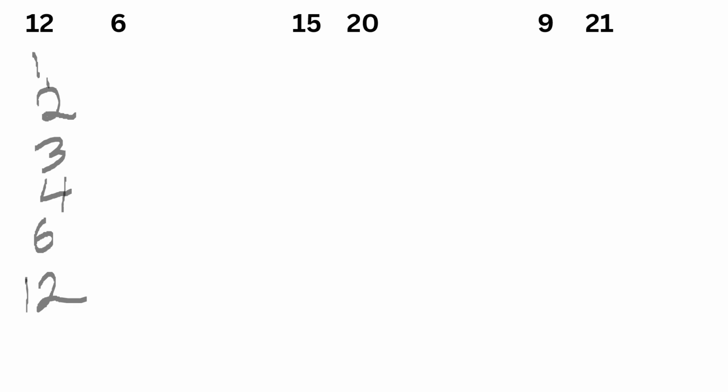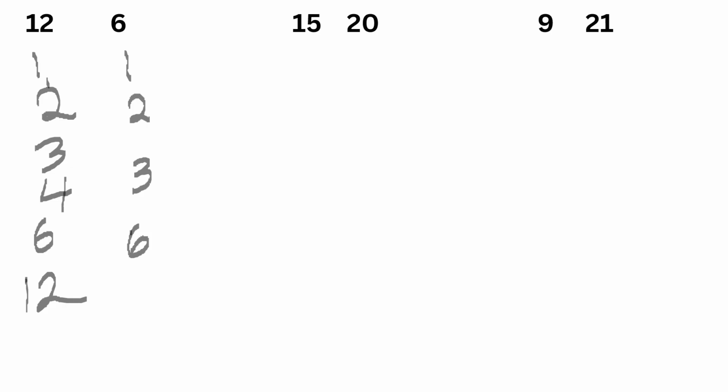For 6, we go again. 1 multiplied by 6 is 6. 2 multiplied by 3 is also 6. Any other factor? Not at all.